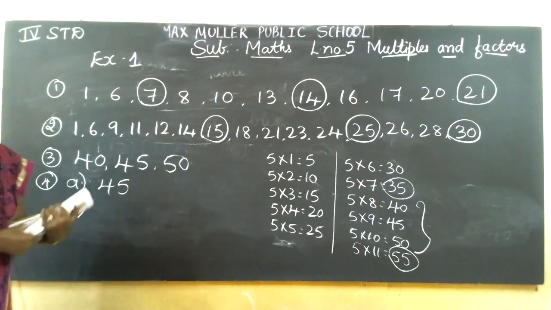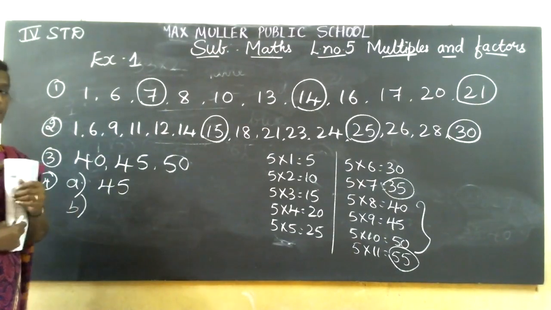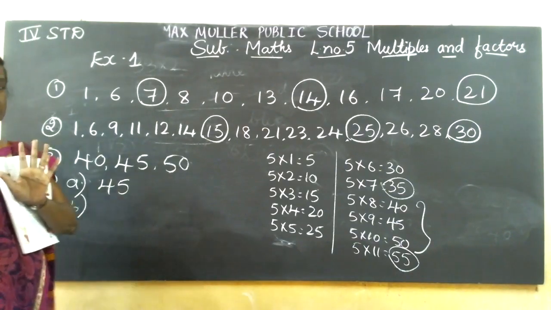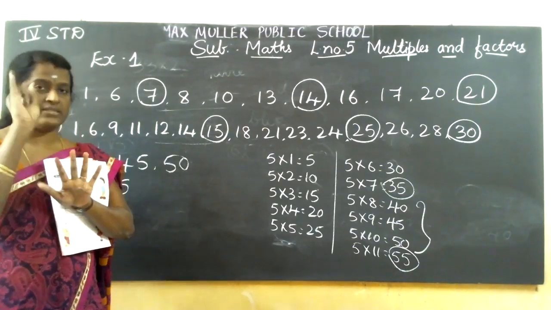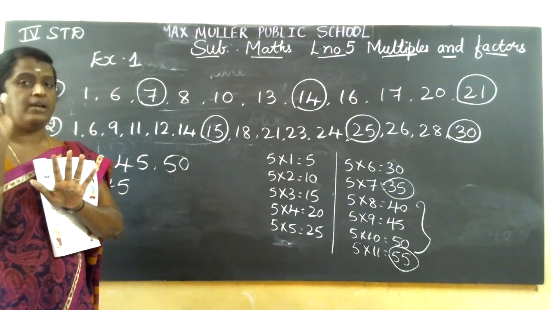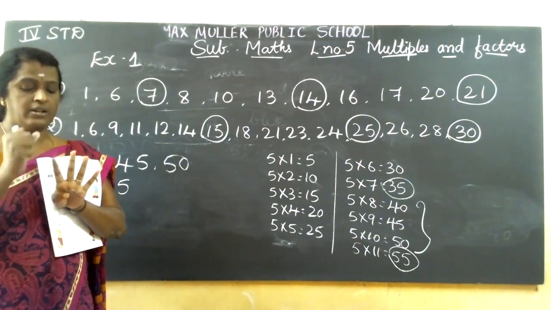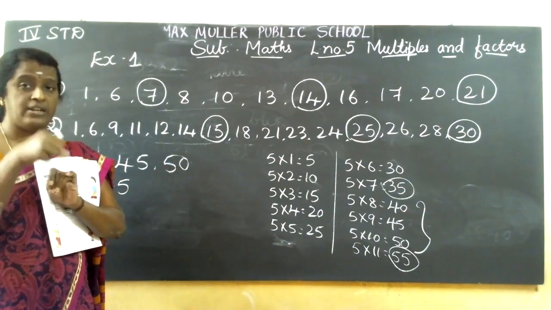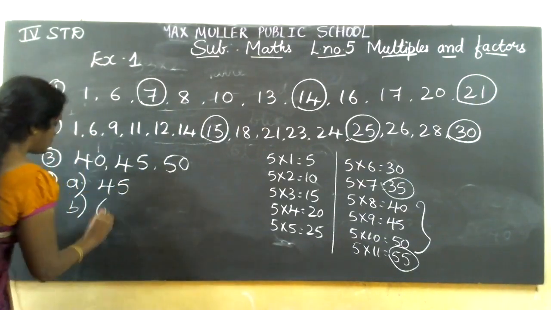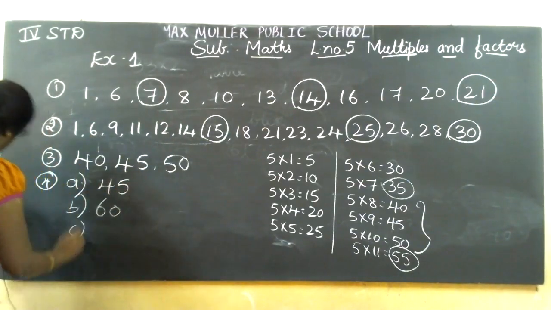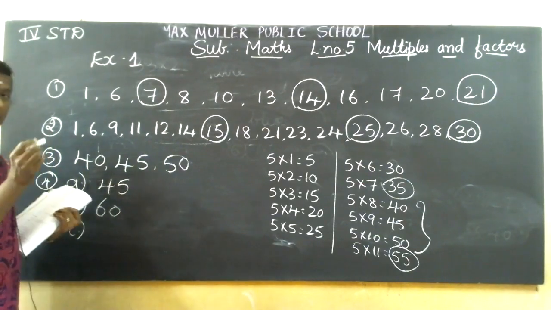Sixth multiple of 10. You say the table of 10, up to the sixth. 1, 2, 3, 4, 5, 6. 10 ones are 10, 10 twos are 20, 10 threes are 30, 10 fours are 40, 10 fives are 50, 10 sixes are 60. Option C.